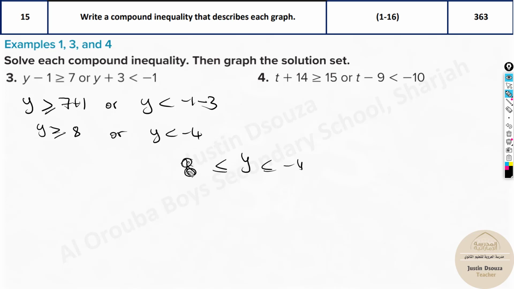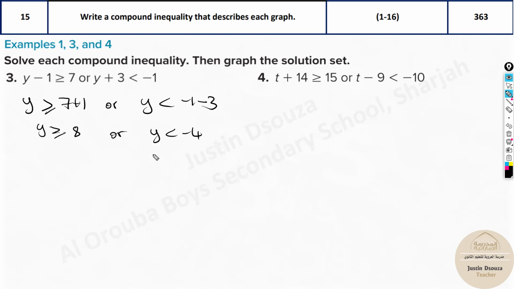Look, when you write in this format, it must always be the smaller number over here, the bigger number over here. This cannot be written when it is OR. In AND problems, it will always be in ascending order. You can write it in that form.